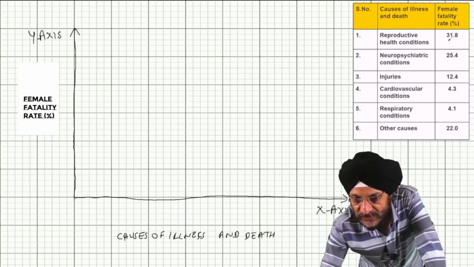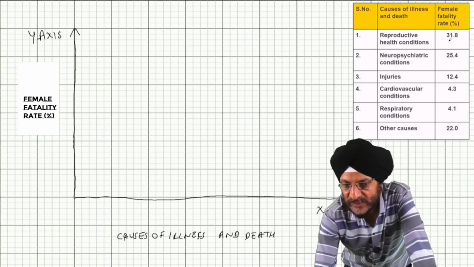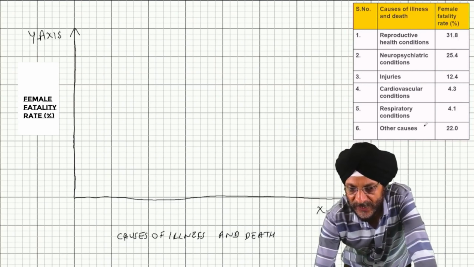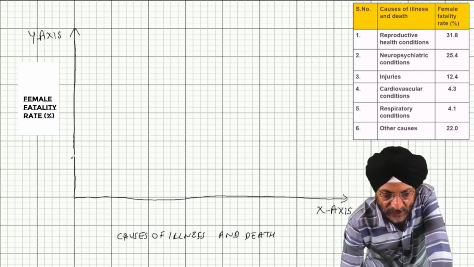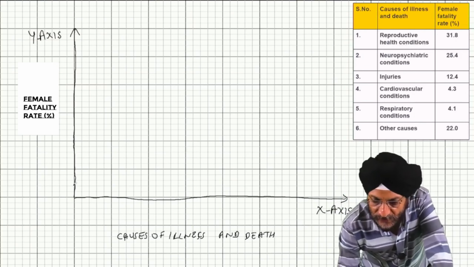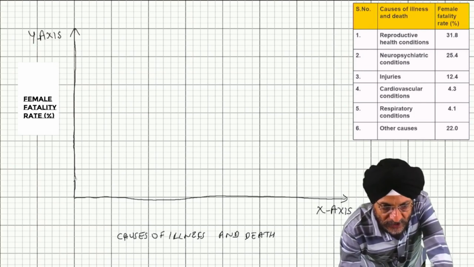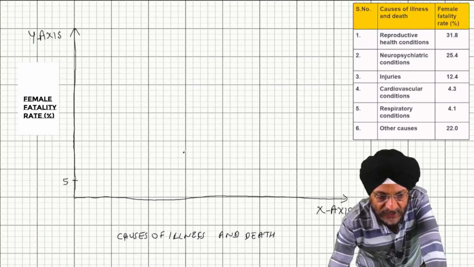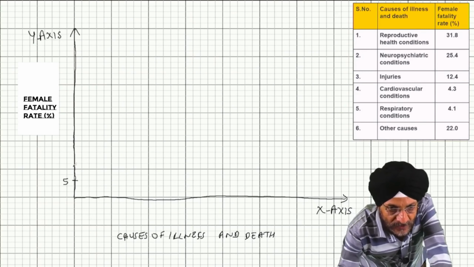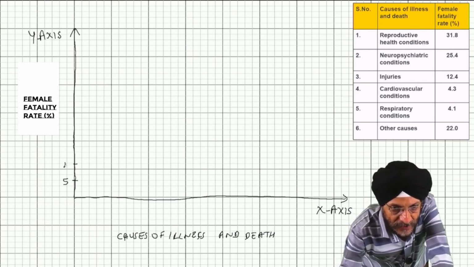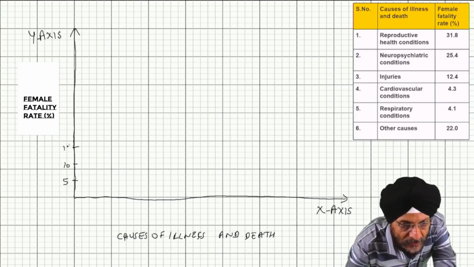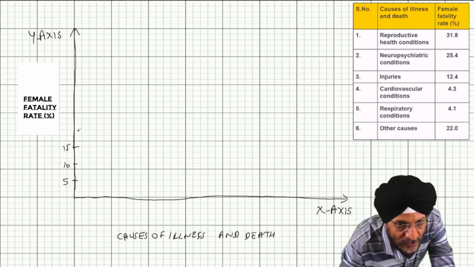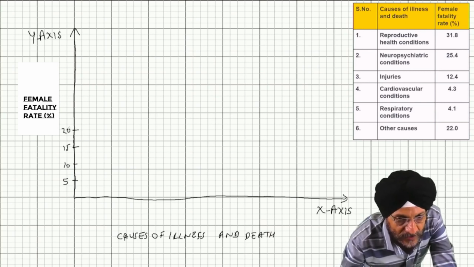We see that the maximum figure mentioned is 31.8 and the minimum is 4.1. So we will here draw the graph. First we will mention the lines so that we can take all these figures on this graph. This is 5, here we mention 10, 15. After every 3 cells we are taking the interval of 5.